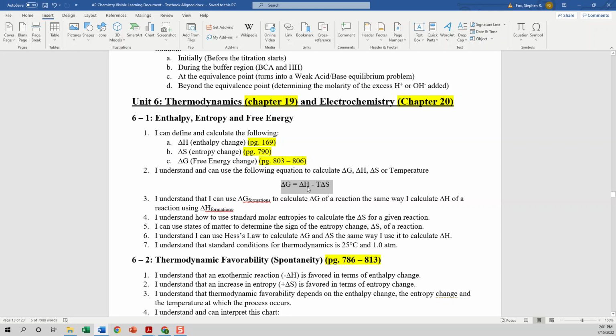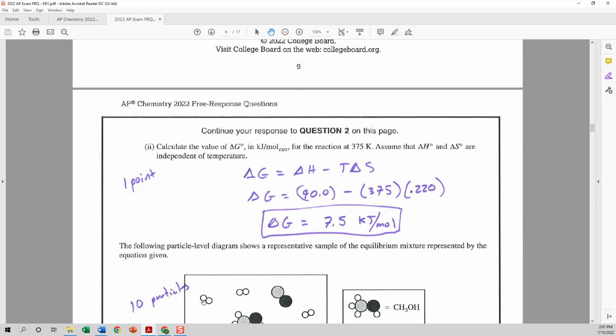So you could take your delta H and convert it from kilojoules to joules and keep your delta S in joules and then get your delta G in joules, but this time they wanted kilojoules, all right? So let's go back to the test.